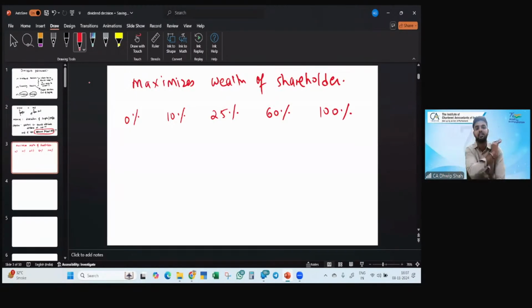This we need to decide in this chapter. This we need to learn in this chapter. Whether the optimum payout ratio should be 0 or 10 or 25, 60, 100, kitna hona chahiye. That decision making we have to learn in this chapter. Are you understanding the broad objective, the perspective of this chapter, students? Any doubts still here?